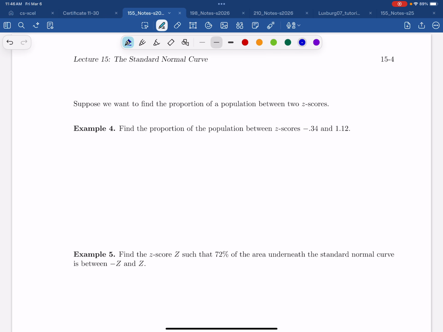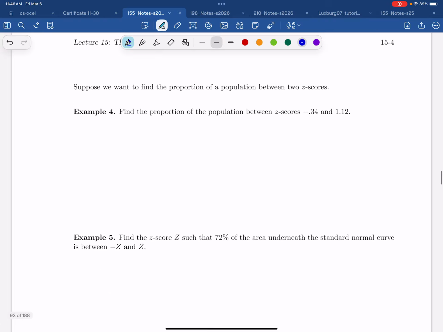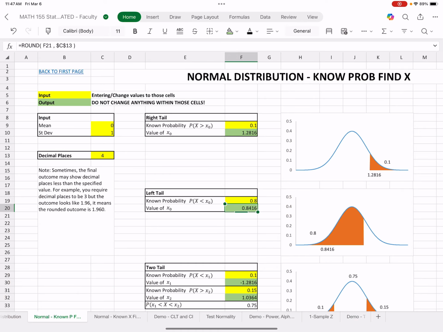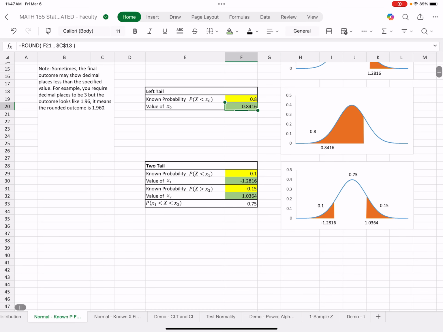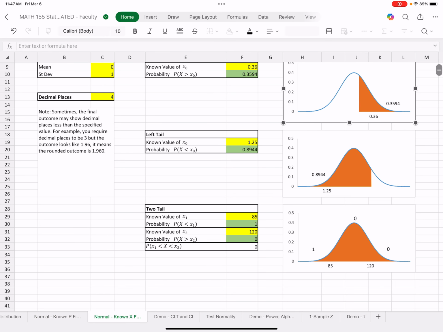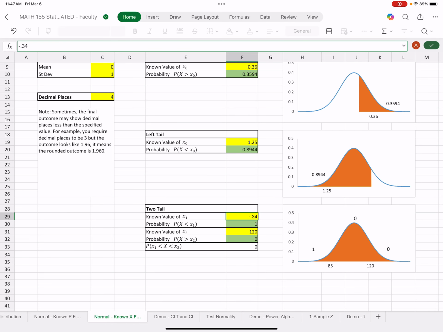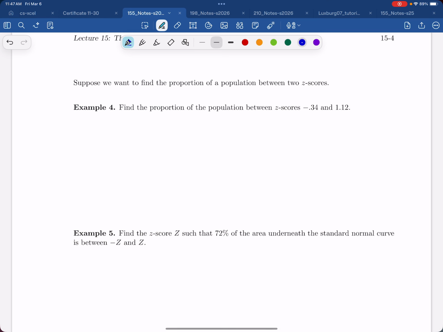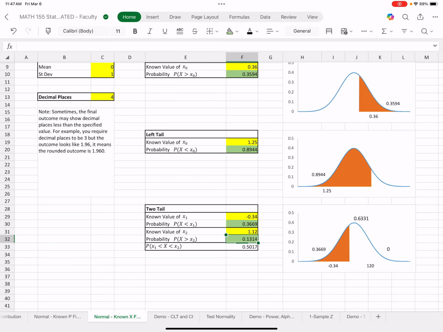And we can just do this similarly if we want to find the proportion between two z-scores, right? Maybe it's at least this and at most that, right? Now let's see if Excel lets us do that. So what did we say before? It was negative 0.34. What was the other one? 1.12? All right, so this is going to give us the sort of opposite. Well, actually, no, I guess not. It does have the answer. You just have to sort of look for it right here, right?